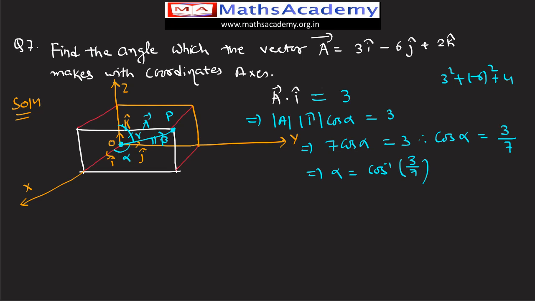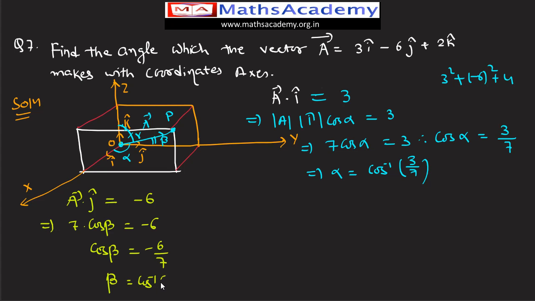Similarly, I am going to calculate the beta angle. Take the dot product of A vector with j cap. So now we are getting minus 6, and here we have 7 into cos beta, which is equal to minus 6. Then cos beta is equal to minus 6 by 7. Beta is equal to cos inverse of minus 6 by 7.